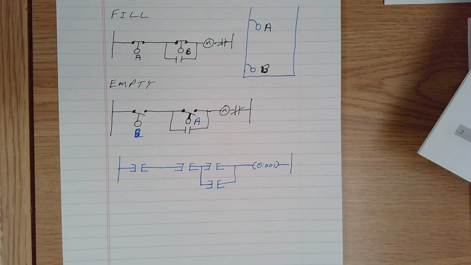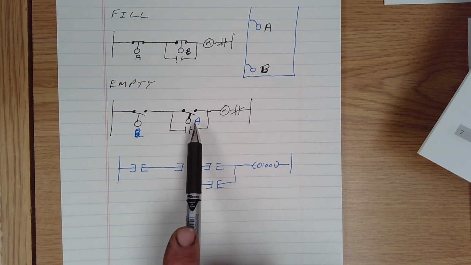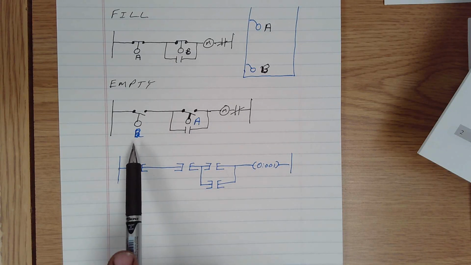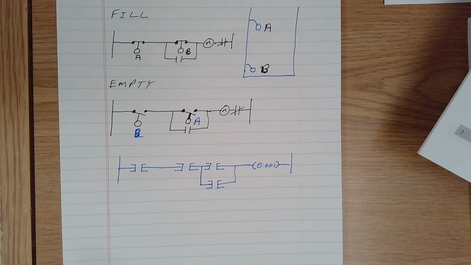Okay, if we changed our process and now we wanted to have that same pump empty the tank, A, which used to be our stop device, is now going to become our start device, and B, which used to be our start device, is now our stop device. Okay, they're also gone from normally closed devices to normally open devices.